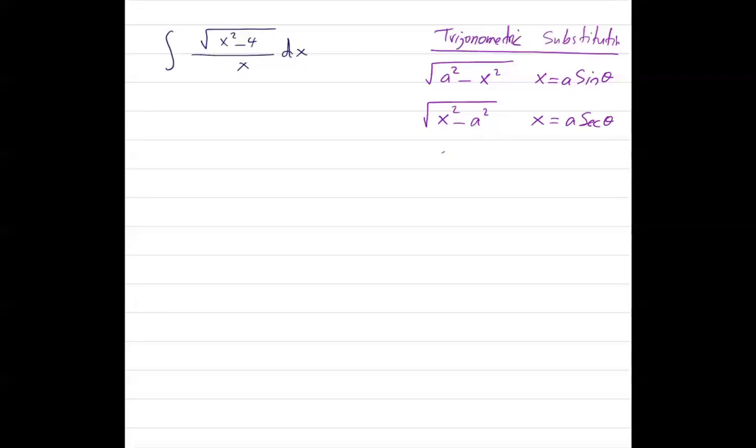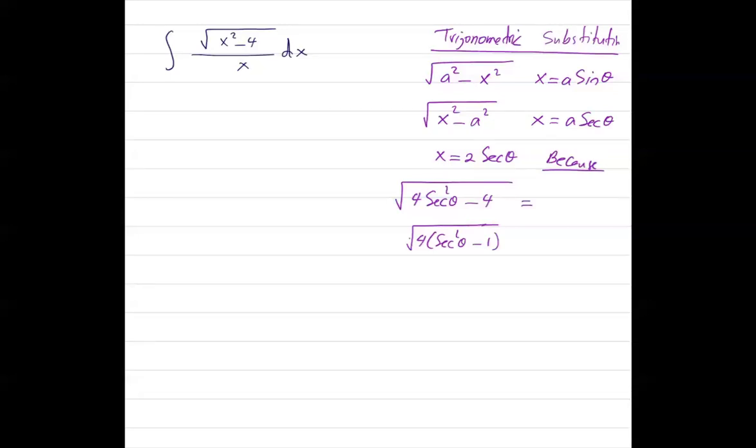So why are we using x equals 2 secant theta? Because it helps us to simplify the radical. You get the square root of x squared, which is 4 secant squared of theta minus 4. Here you can factor out 4. You end up with secant squared of theta minus 1, which you already know how to deal with. This is basically tangent squared. So you have 2 times the square root of tangent squared of theta, or you have 2 tangent of theta.